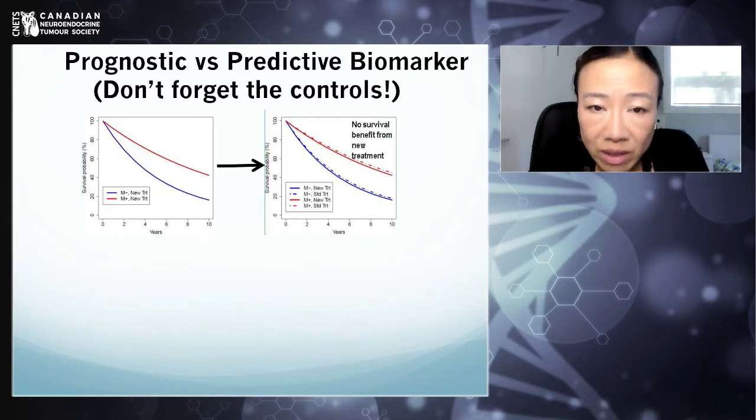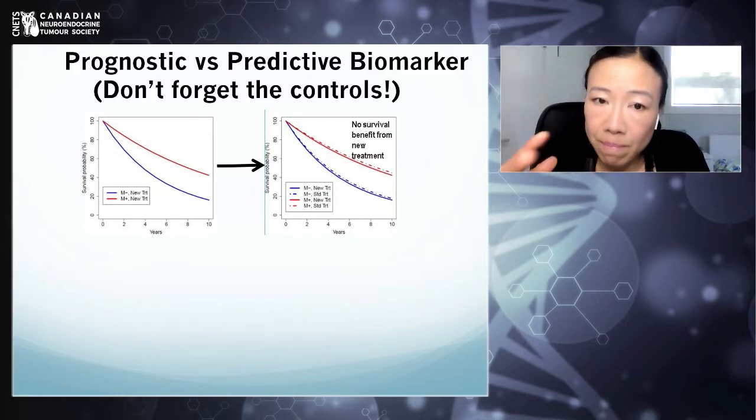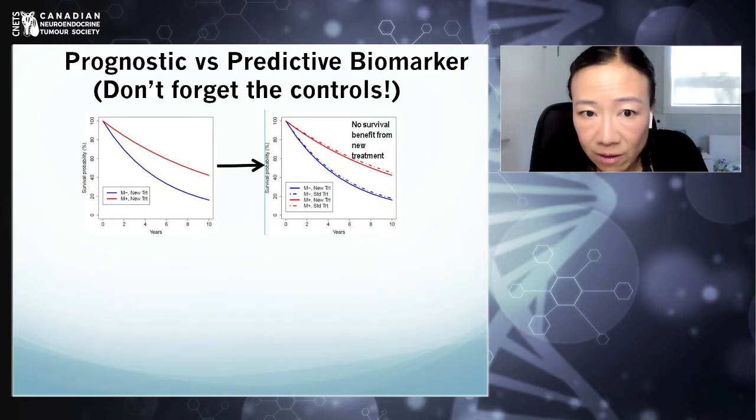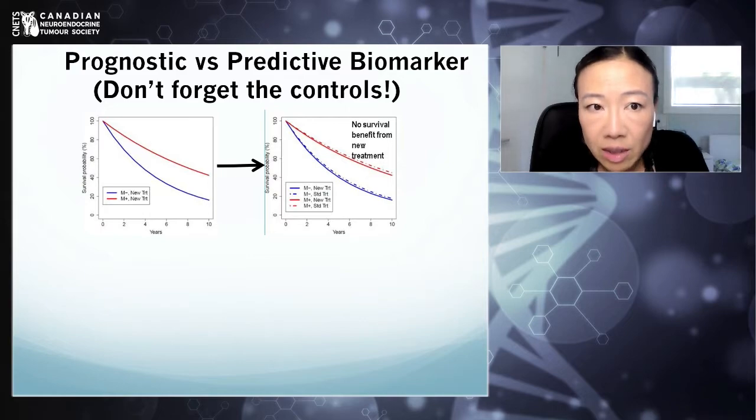So regardless of which treatment they have, the blue lines always do worse compared to the red lines, which represent the biomarker positive or negative patients. So this biomarker is only a prognostic biomarker, but not a predictive biomarker.